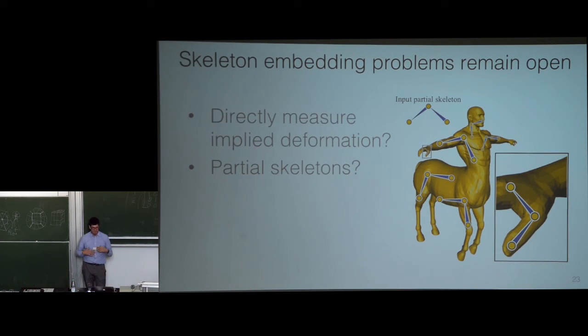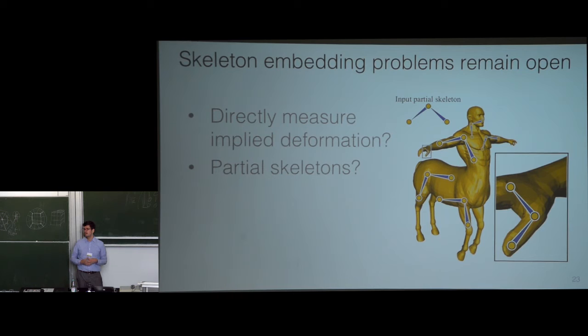Skeleton embedding is also an interesting open problem, because those energies that we saw before, similar to what I said about skeleton extraction, they're not measuring the implied deformation if you actually used that skeleton. Another challenging case is dealing with partial skeletons.